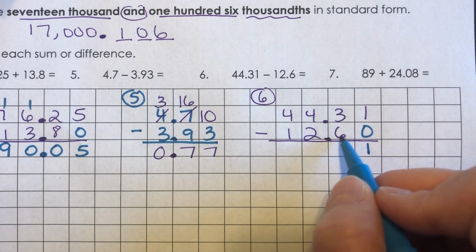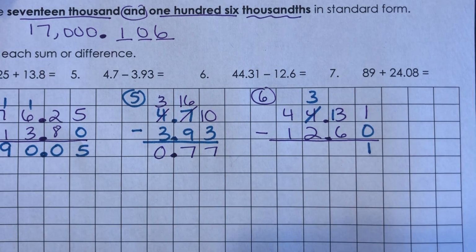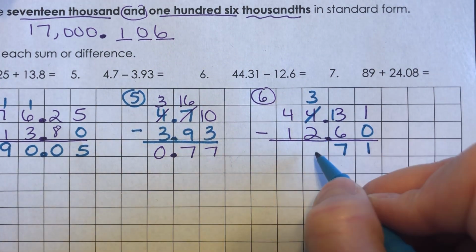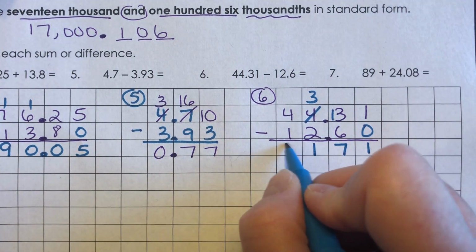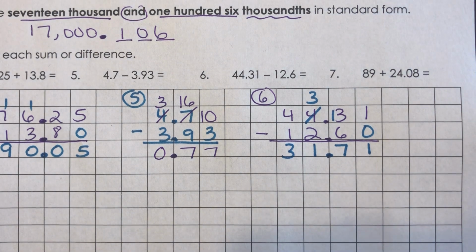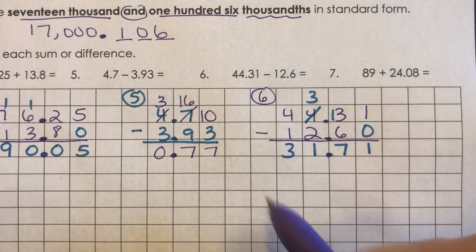I cannot take 6 away from 3, so I'm going to borrow from this 4. And now I have 13. 13 minus 6 is 7. 3 minus 2 is 1. 4 minus 1 is 3. And I build my snowman. So I have 31 and 71 hundredths. All right, one left. We have number 7.